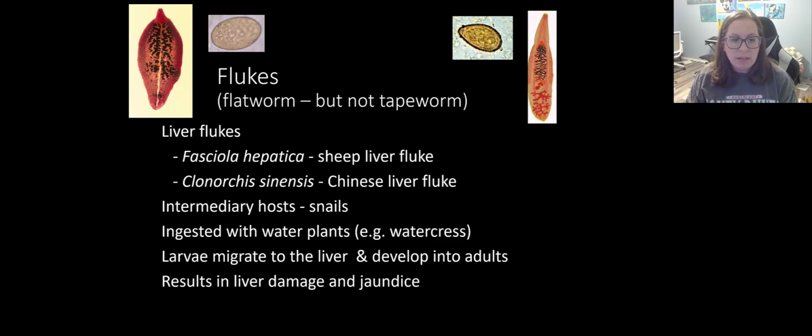We also see the larvae can migrate to the liver and develop into adults there in your liver. And the results are going to cause liver damage and jaundice to take place.